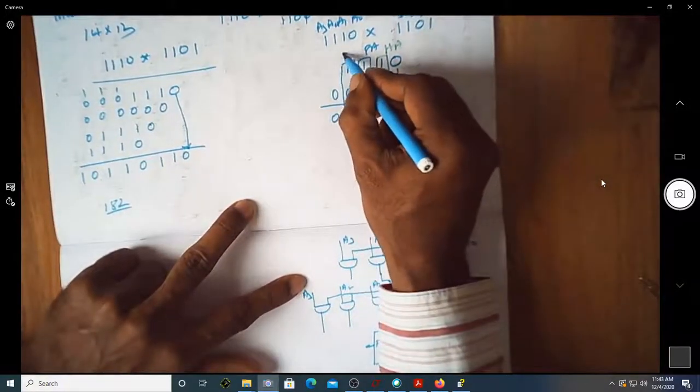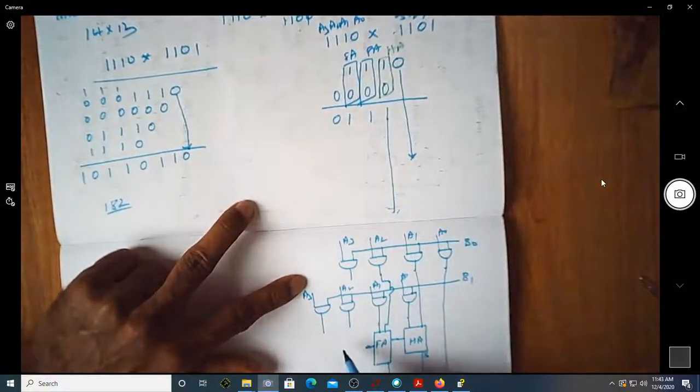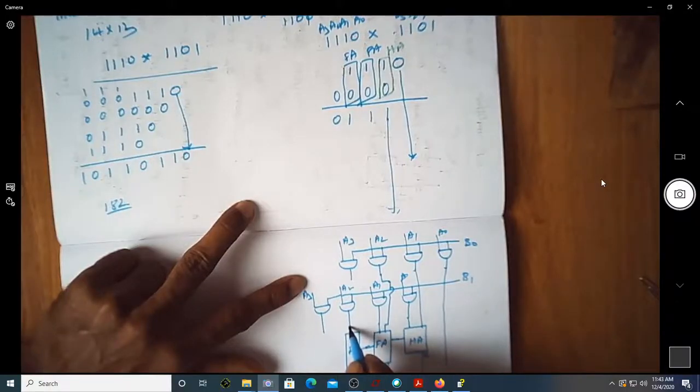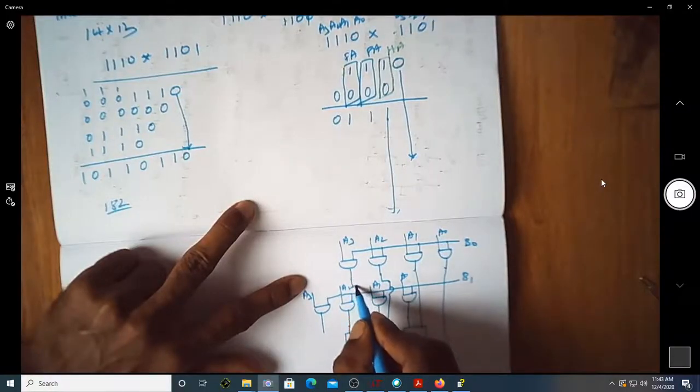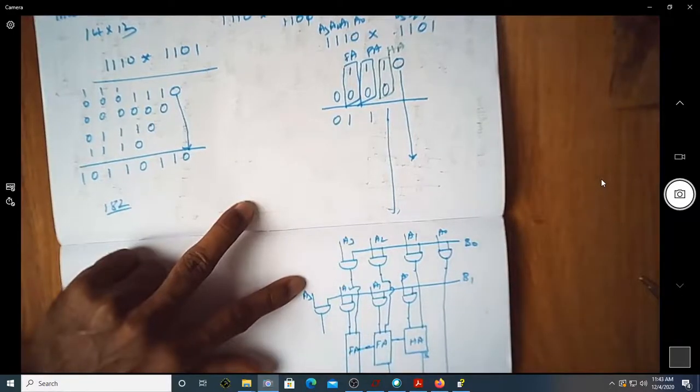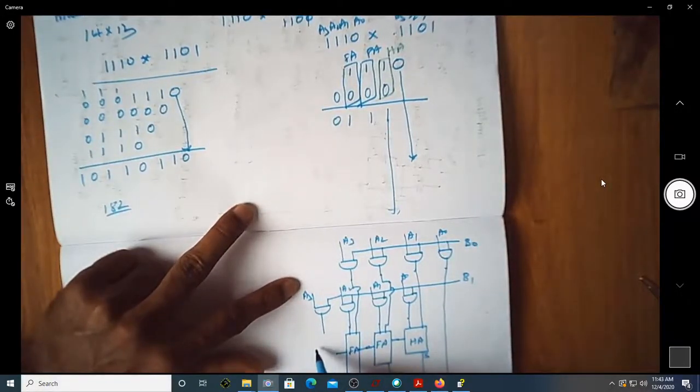So again you need to have a full adder. It's a full adder required now. So I will take one more full adder. The three inputs for this are a carry from the previous full adder, one from this AND gate, and one more from this AND gate. Here there is a carry coming and you have only one input coming from this AND gate and one here. Just a half adder is enough.